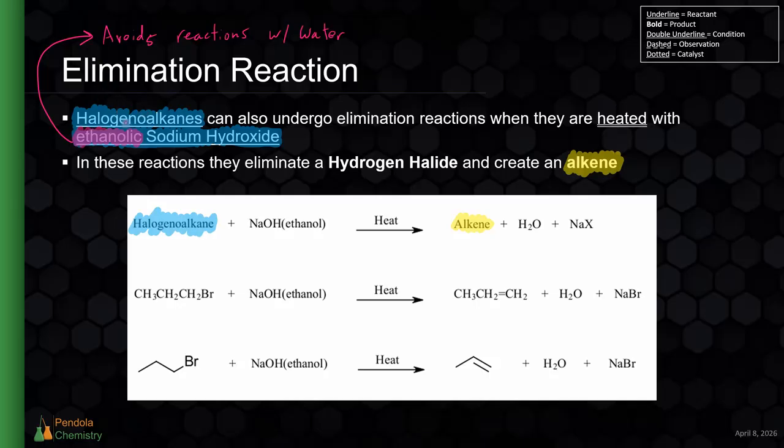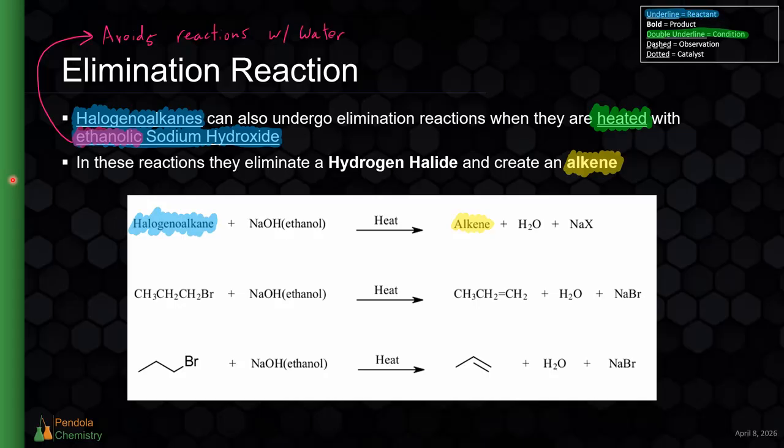So in this case, the halogenoalkane reacts with sodium hydroxide in ethanol, not aqueous, and the reaction does need to be heated for this to work. So we have heat as our condition here. I'll put here heated. That's our condition. That's why it's double underlined. Halogenoalkanes and ethanolic sodium hydroxide are our reactants that are underlined.